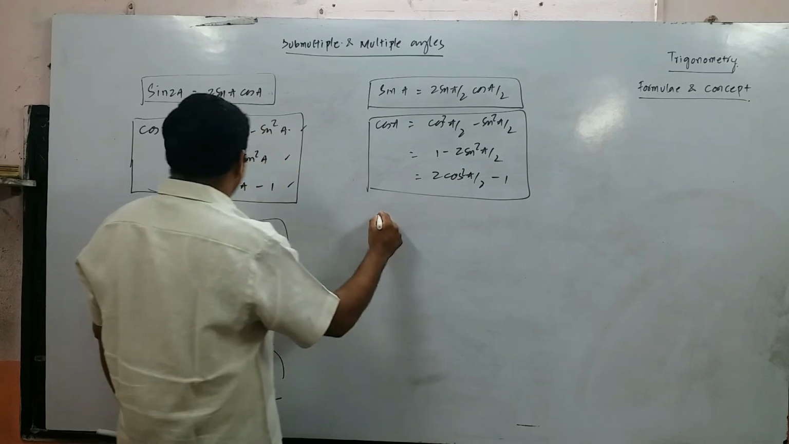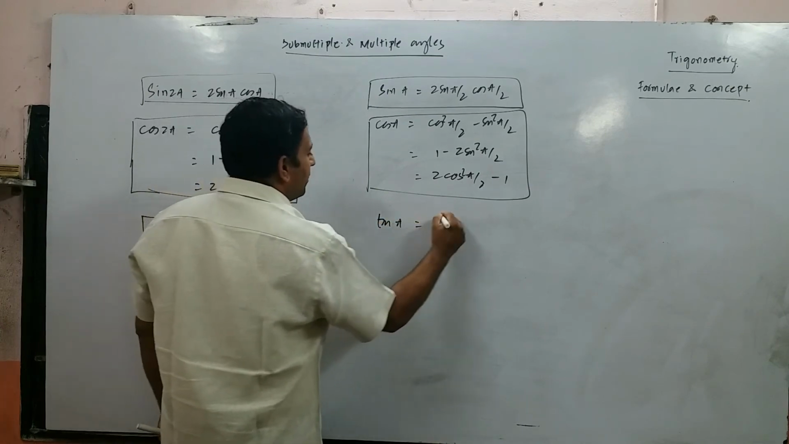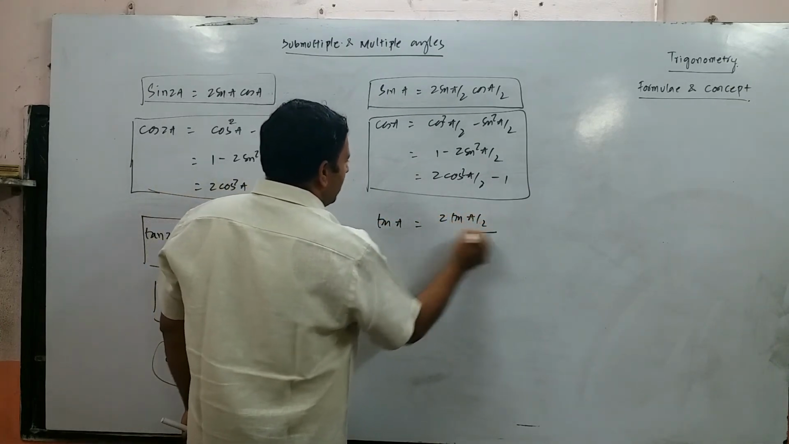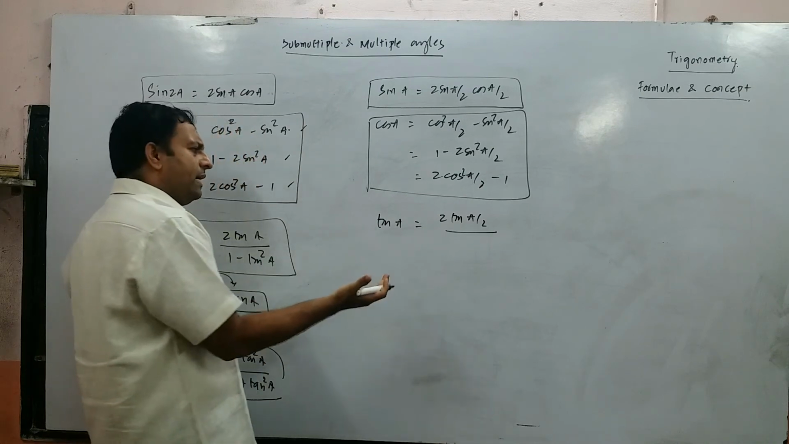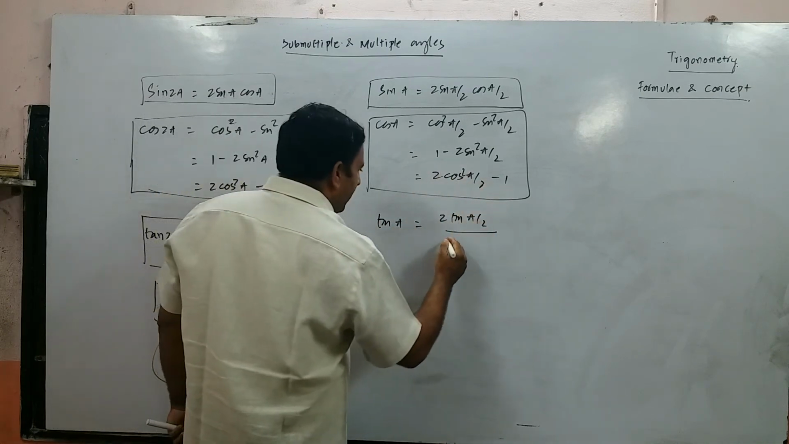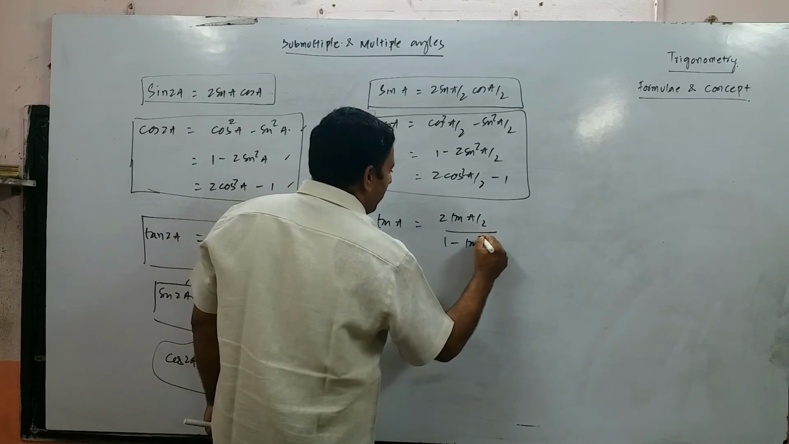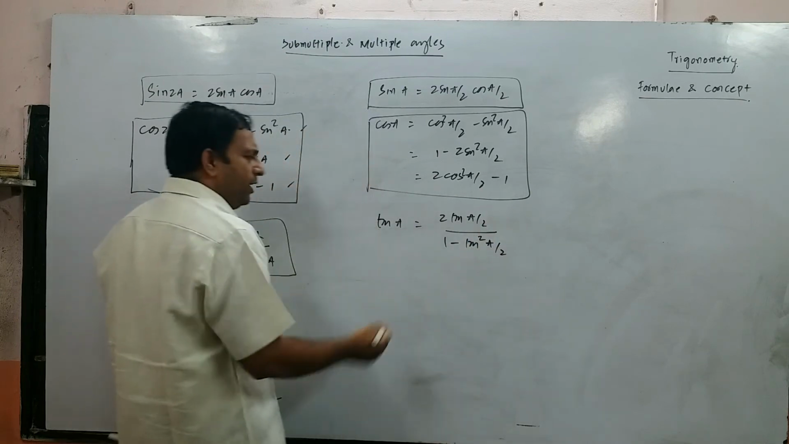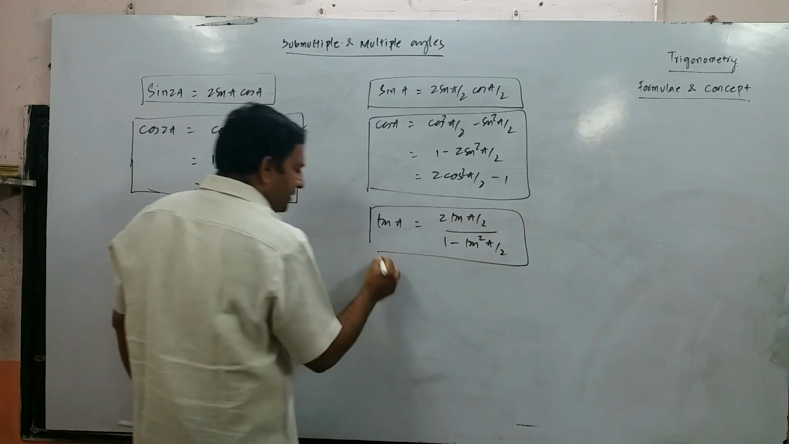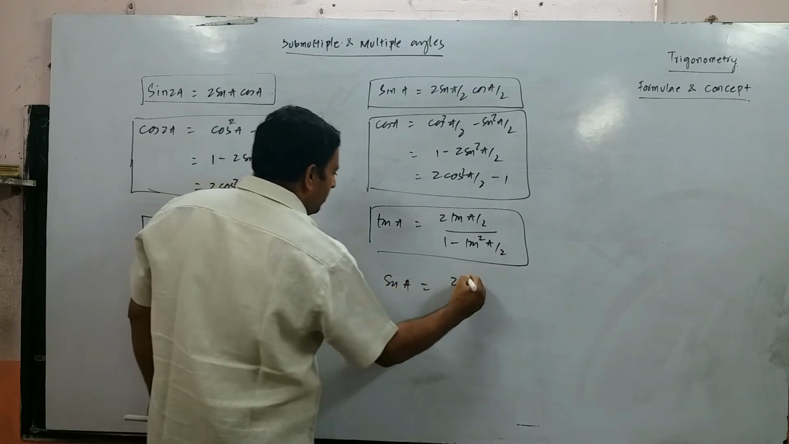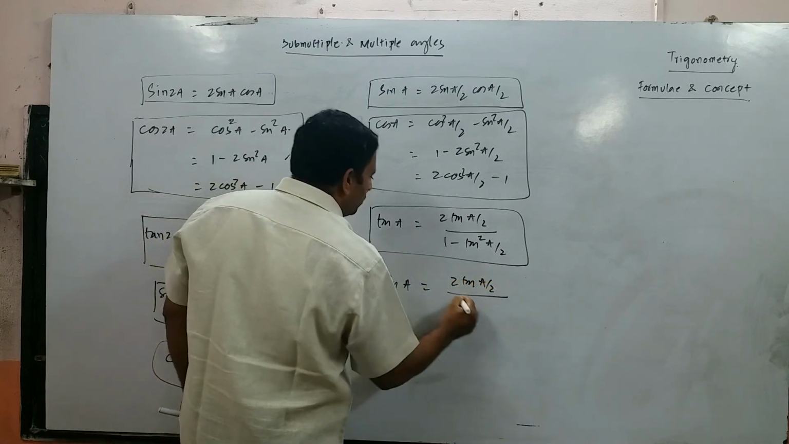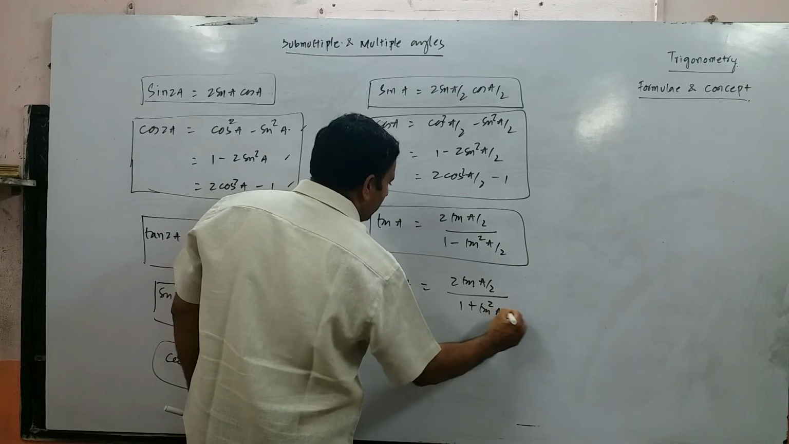Now if I ask you what is tan A in terms of tan, it will be 2 tan A by 2. In some textbooks, instead of tan A, they will say tan theta. So tan theta is equal to 2 tan theta by 2 by 1 minus tan square theta by 2. Here I write A by 2. And if I ask you what is sin A in terms of tan, it will be 2 tan A by 2 by 1 plus tan square A by 2.